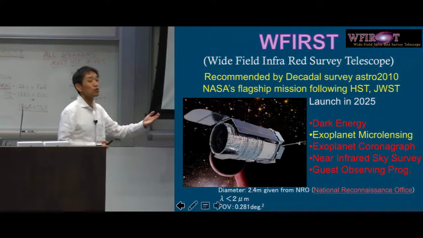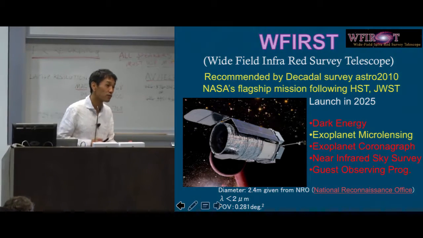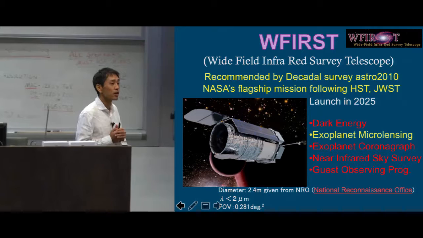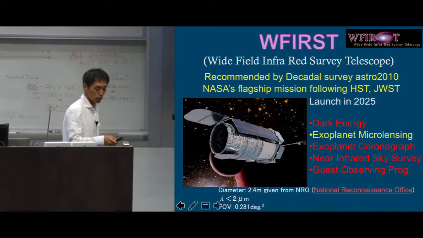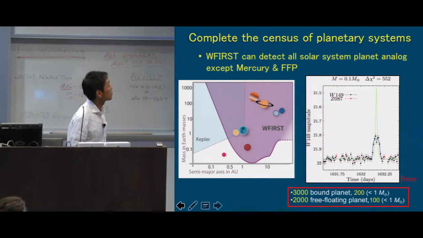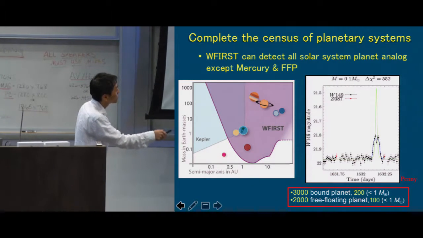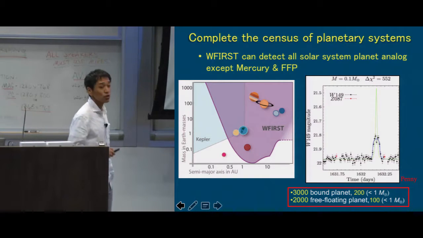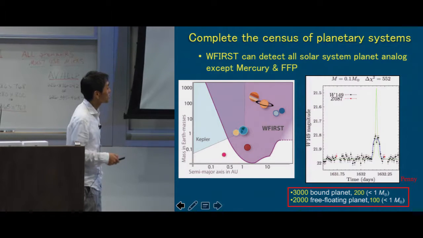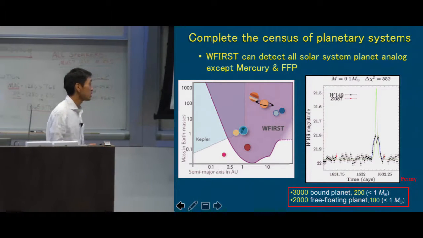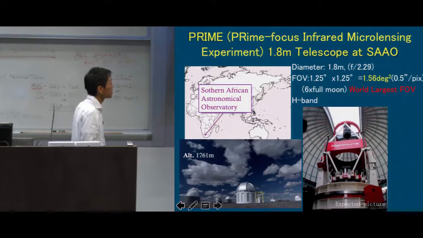So to understand the nature of such free-floating planets, we need more accurate mass function measurement, and WFOS can do such a job. Because WFOS has a very high sensitivity in the free-floating regime, and here is a simulation of the free-floating planets for the Mars mass. WFOS can measure about 2,000 free-floating planets down to the Mars mass.